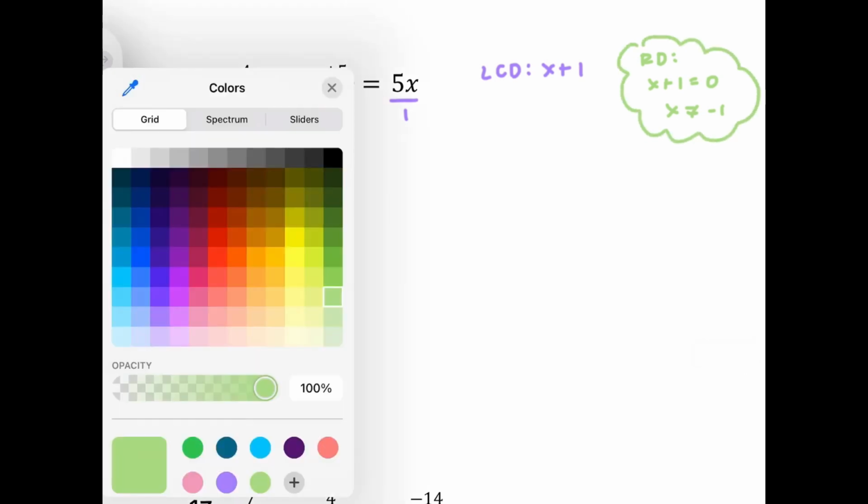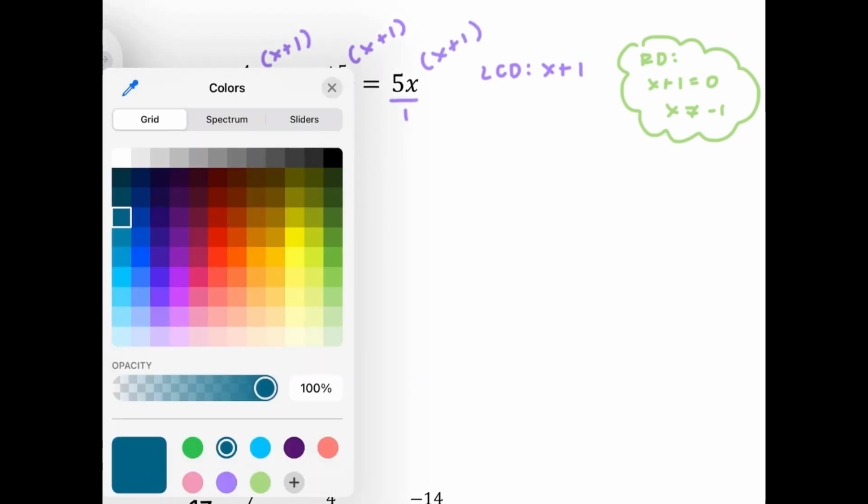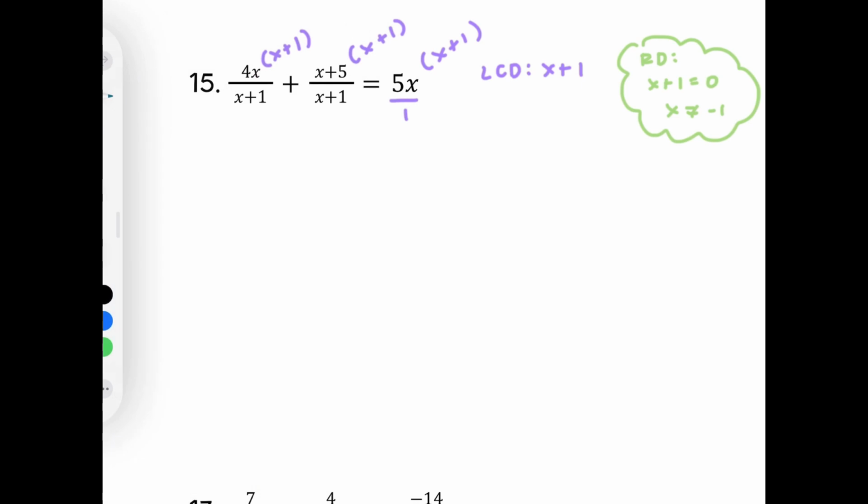All right, so let's multiply by our least common denominator. So x plus 1, x plus 1, x plus 1. And we're going to see if anything cancels. And that's kind of the whole point of this. We want all of our fractions to cancel out. We don't want any left.